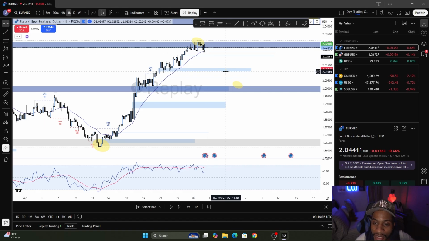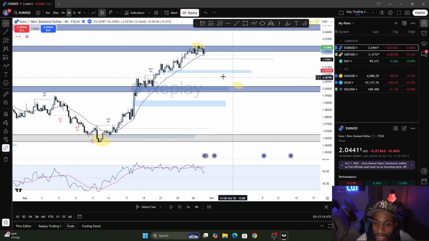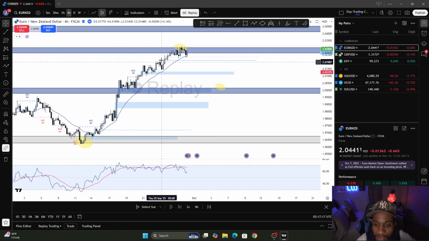So what I do is, when price starts to correct, I wait to see which fair value gap, and you can treat these fair value gaps as support for a bullish market and resistance for a bearish market. So I see which fair value gap price is going to have a reaction off of.